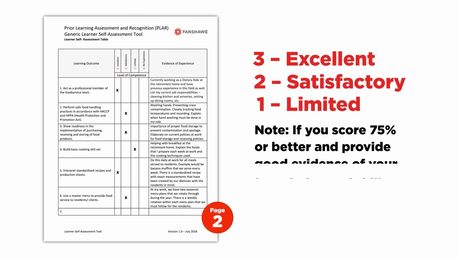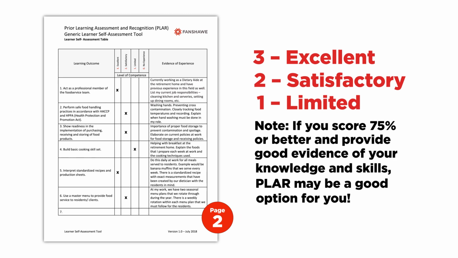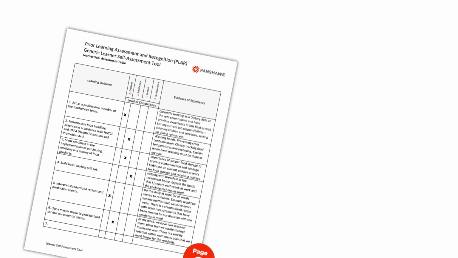Once you have finished citing examples that show how you've learned and can demonstrate the knowledge and skills described in each outcome, you're ready to calculate your final score. If you rate yourself as excellent, number 3, or satisfactory, number 2, in 75% or more of the course learning outcomes, and you have solid examples of your related experience, you may be a good candidate for PLAR.